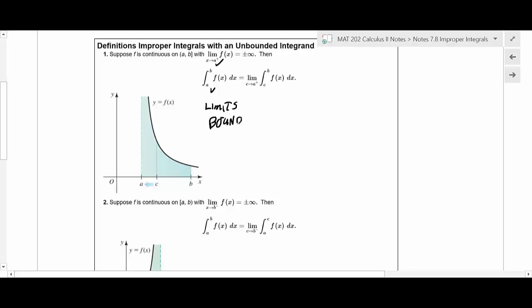What's unbounded is the integrand. This region right here is unbounded. You have an asymptote right there, so you probably have a vertical asymptote at A, because it's going to infinity. That's how it behaves around a vertical asymptote.